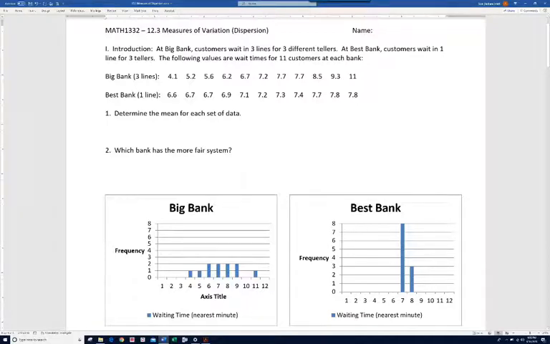So on number 1, it says determine the mean for each set of data. And then number 2, it asks you which bank has the more fair system. So I would encourage you to do this problem and then watch the video.